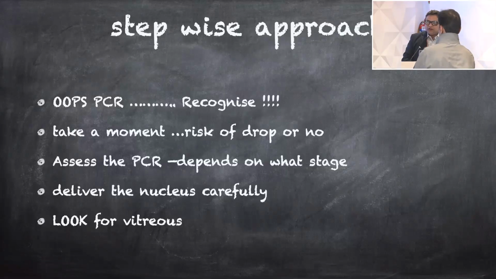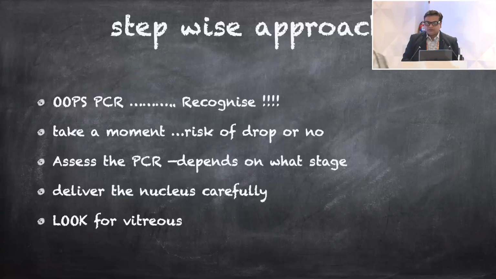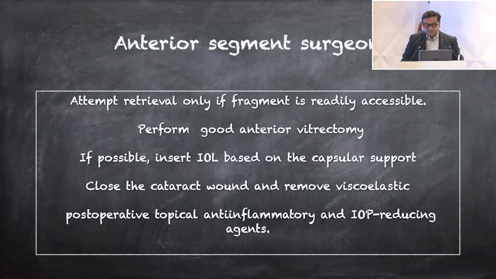So as an anterior segment surgeon, if there's a PCR, take a moment, recognize what has happened, and assess the PCR. Depending on that, you can look for the vitreous and remove the vitreous as much as possible. Then look at the support. If the support is good, you can place the lens in the sulcus, or you may want to refer. If there's a proper drop, then don't try to fish around too much. Try to do a limited vitrectomy, secure the wound, and refer the patient to the nearest retina surgeon.